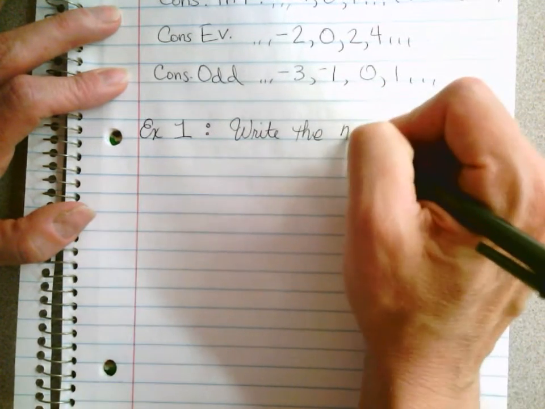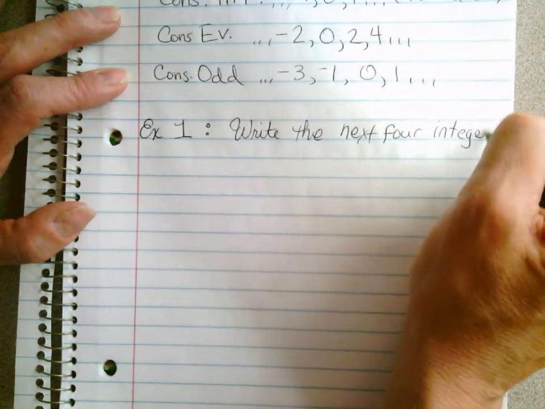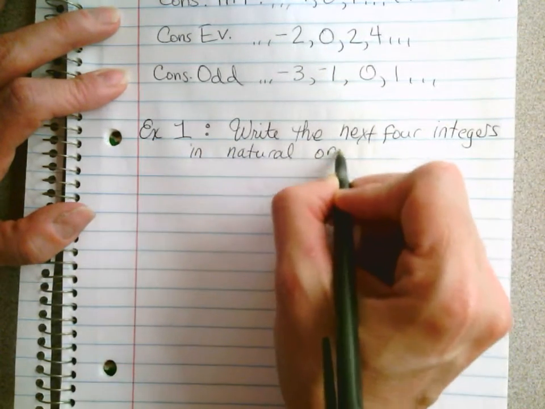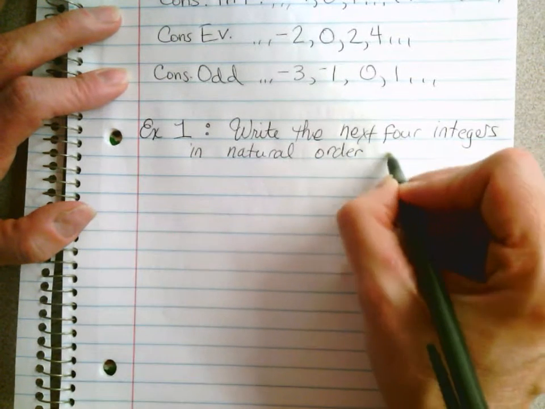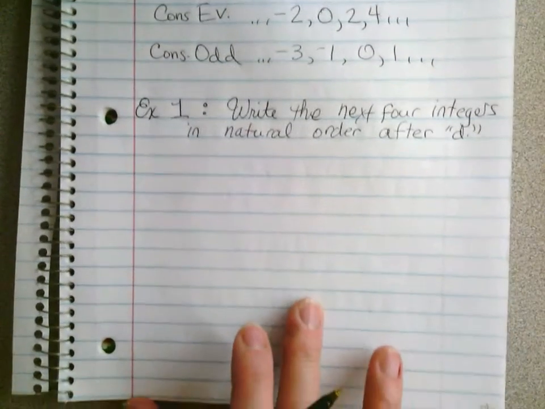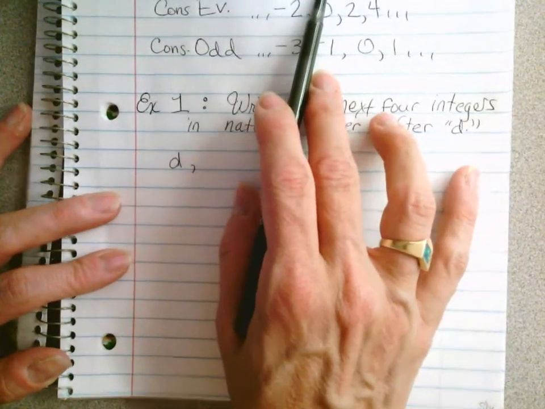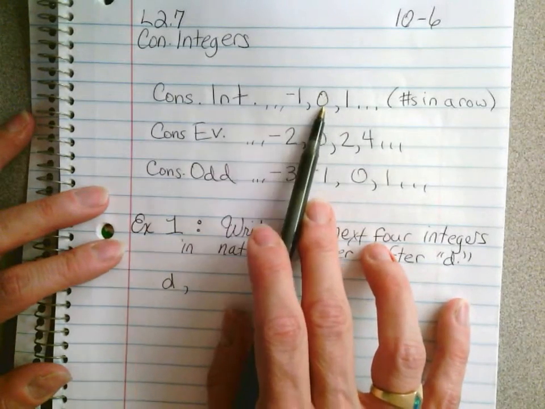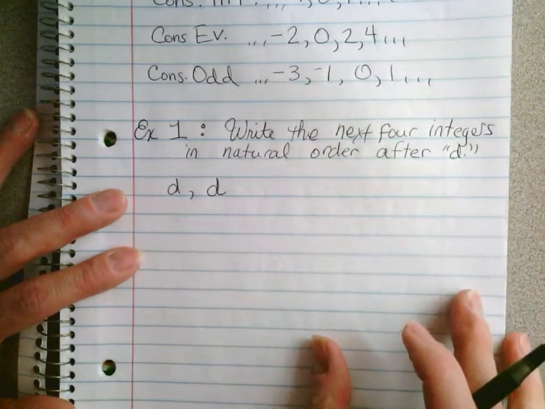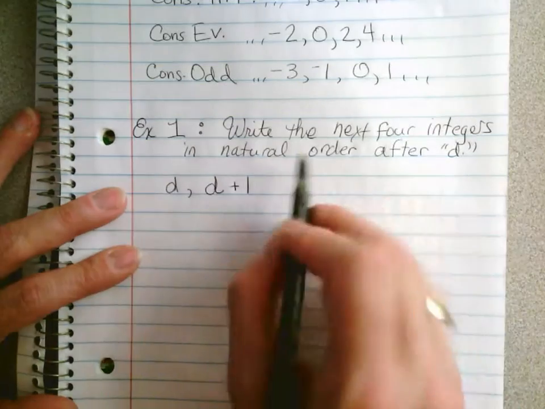Write the next 4 integers in natural order after D. So if D is the first one, like say 0 is the first one, then how do I get from 0 to 1? Any ideas what I can do to D to increase it by 1? D plus 1 will get you to the next one. And they want 4 of them.